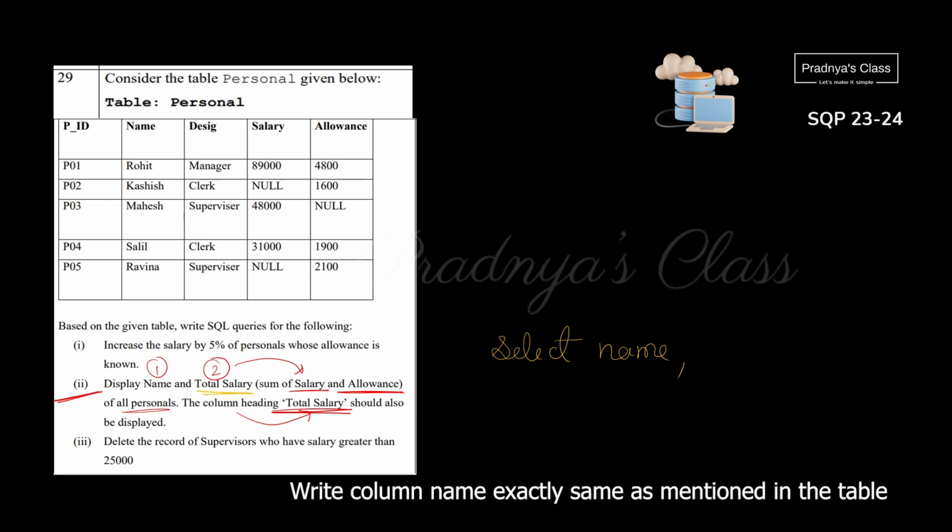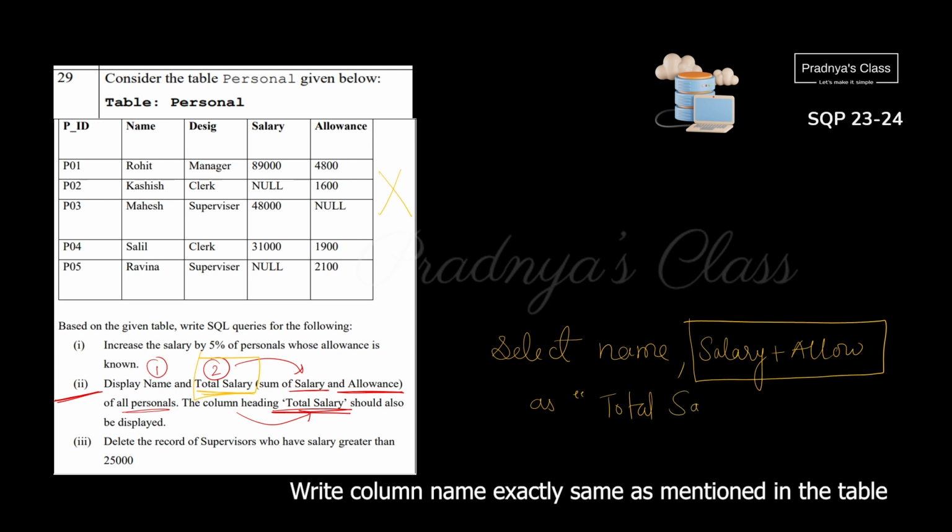First we need to calculate this total salary as there is no such field in the table. It will get calculated here itself. We need to write salary plus allowance. While displaying we need to give a name to this column. That we will be doing with as. The name is total salary. Finally we will be writing the table name, from personal. So here is the query.